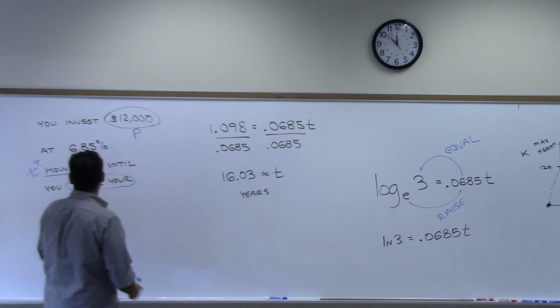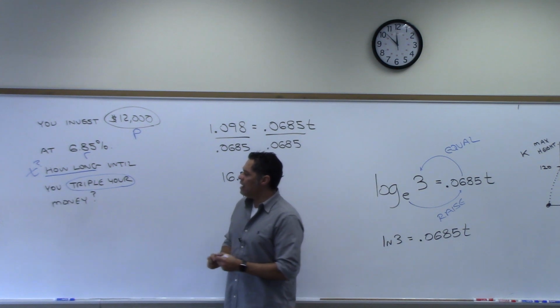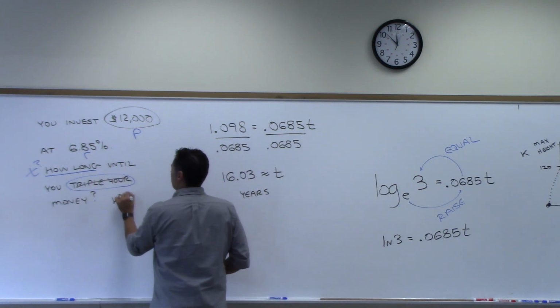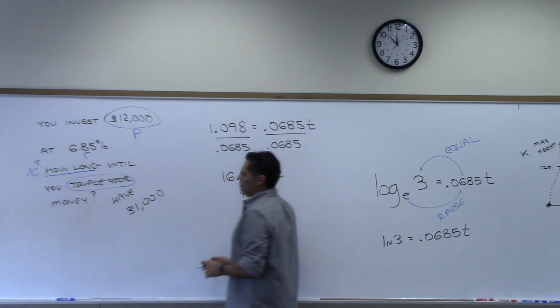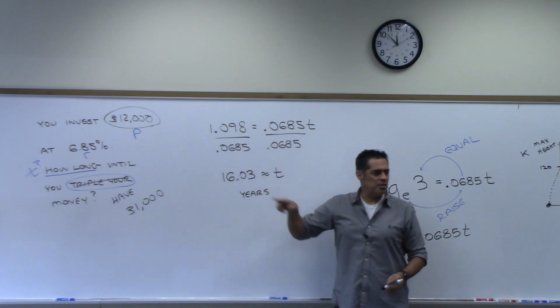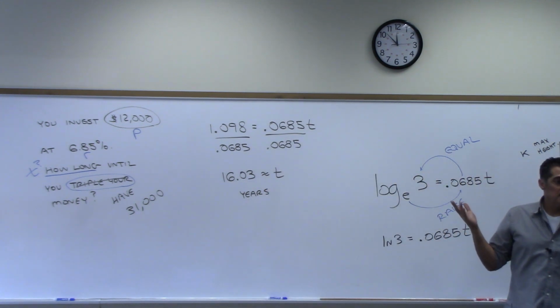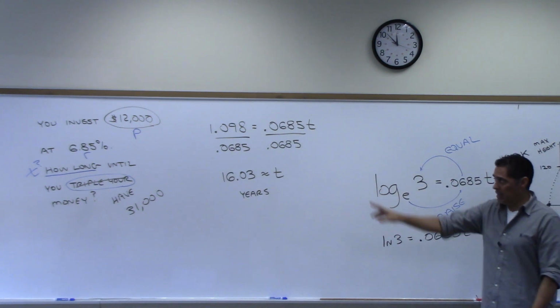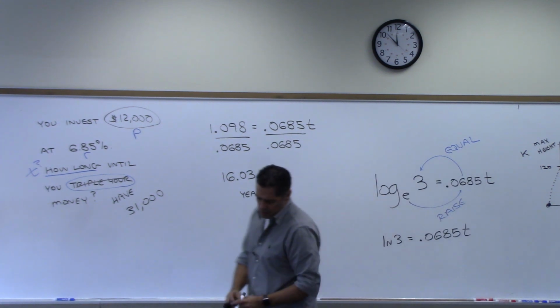Now, in this problem, I said triple your money, right? What if instead of saying triple your money, I said something like, how long until you have, I don't know, $31,000? That would be your A then. Then that would be the other side of the equation. Instead of having to figure out 32,000 or what was it, 36,000, you would just know that number, right? So that would be less work, wouldn't it? Okay, next thing.